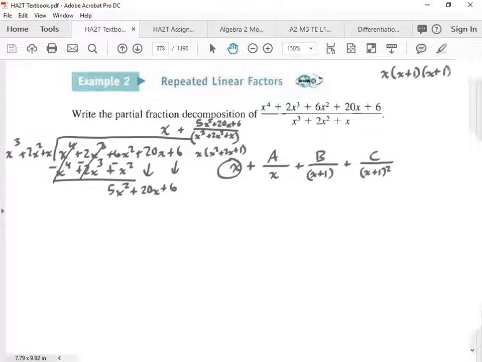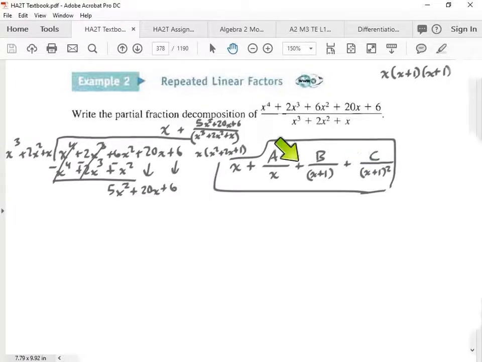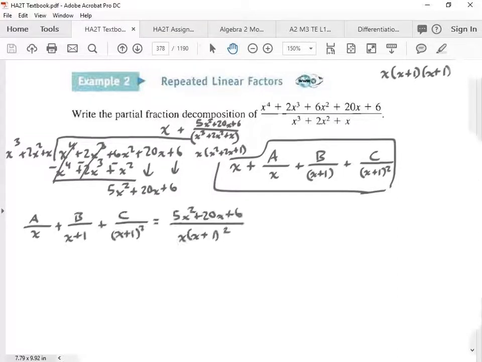Instead, since we already have an x here, this will be our final answer. But we have to find this a, b, and c. So I'm going to rewrite that a, b, and c business right here. Now these 3 fractions are supposed to add up to this one, right? The smaller one. Okay, so let's write that out. We have a over x. Let's write it all out.